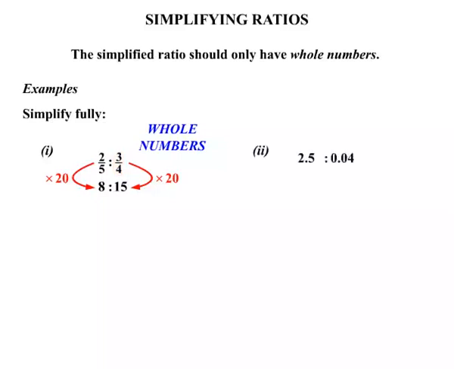The next example, 2.5 to 0.04. Well, again, we need whole numbers. At the moment we're dealing with decimals. Now we can see that 0.04 has 2 decimal places. So to make that a whole number, we'd need to move the point once, twice. So it becomes 4. Move the decimal point twice. So we must do the same there.